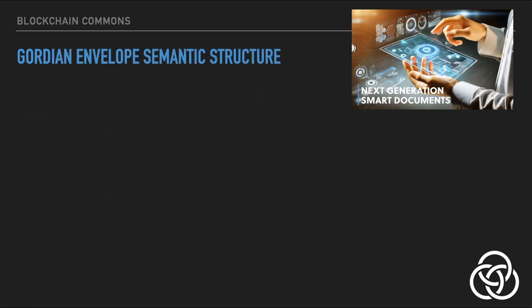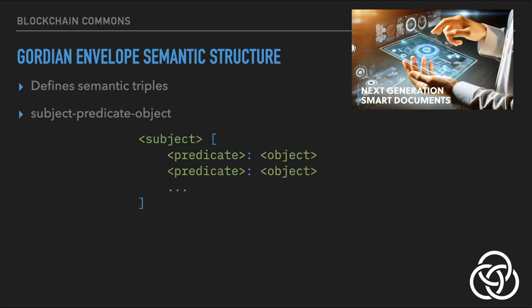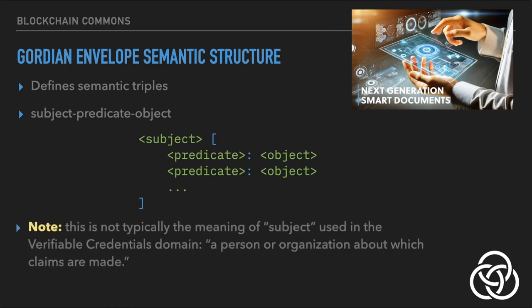Gordian Envelope defines a very simple semantic structure based on semantic triples. Triples are subject, predicate, object. This is an example of what that schematically looks like in what we call envelope notation, with the subject first, a pair of square brackets, and then a series of predicate-object pairs called assertions. You should note that this is not typically the meaning of subject used in the verifiable credentials domain, which is a person or organization about which claims are made. But in some cases it can be.